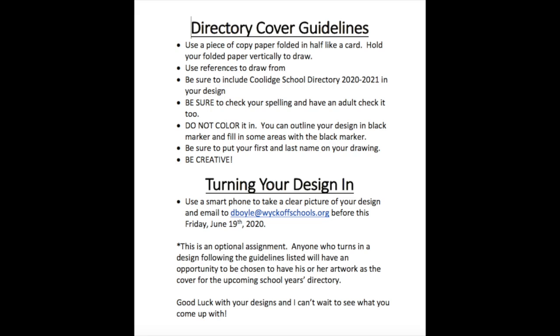Let's review everything you need. Directory cover guidelines. Use a piece of copy paper folded in half like a card. Hold your folded paper vertically to draw. Use references to draw from. Be sure to include Coolidge School Directory 2020-2021 in your design. Be sure to check your spelling and have an adult check it too. Do not color it in. You can outline your design in black marker and fill in some areas with black marker. Be sure to put your first and last name on the drawing.